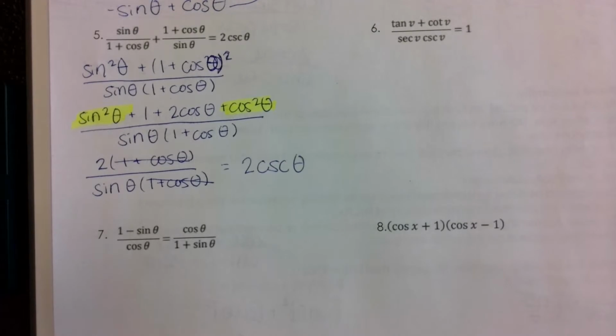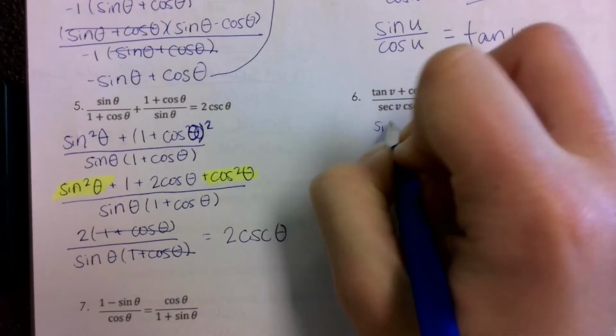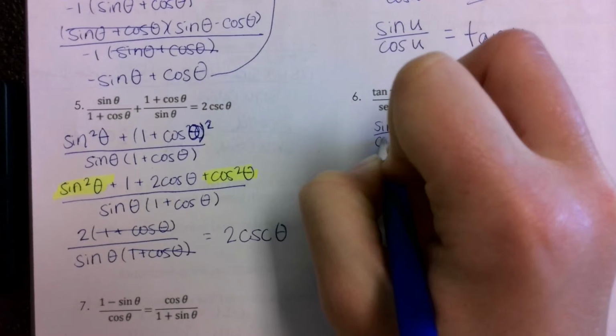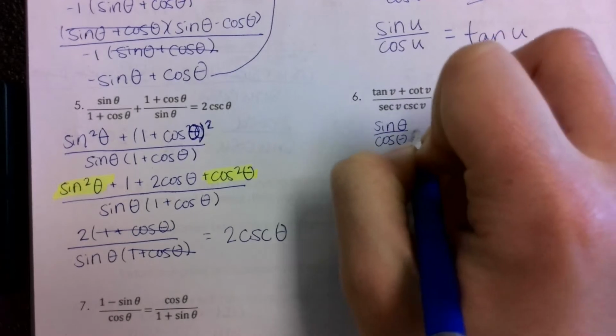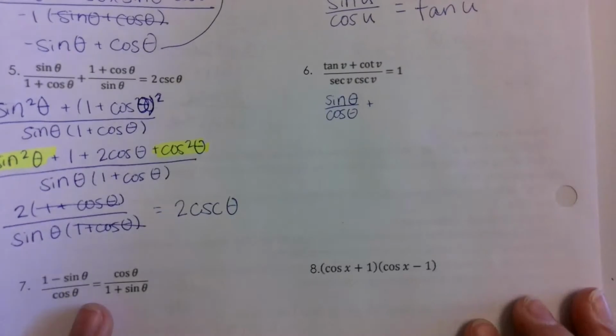Okay, so looking at number 6. Josh, why do you use theta instead of x? Is that fine? Okay, we can do that. So we've got tangent plus cotangent. Let's rewrite that in sine and cosine. Tangent is what? Sine over cosine, plus cotangent. What is that? Cosine over sine.